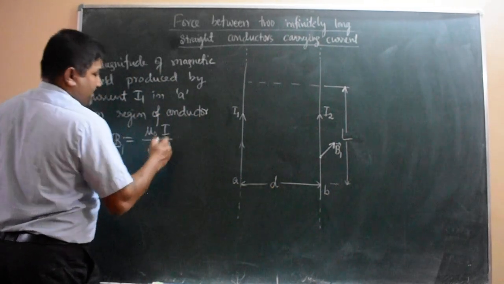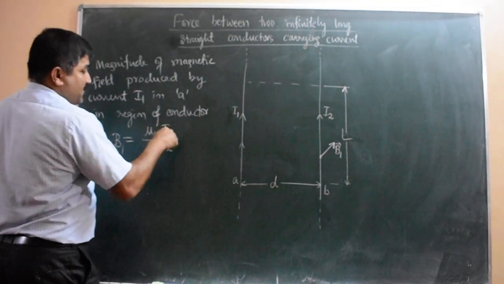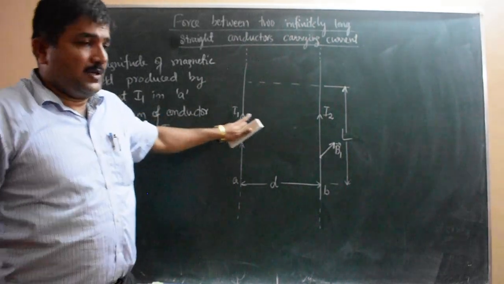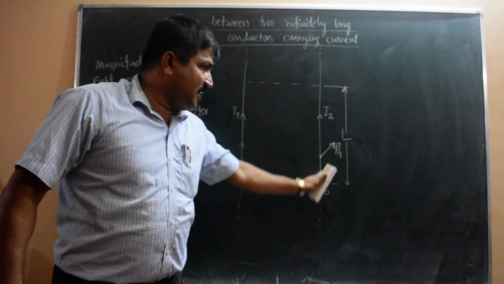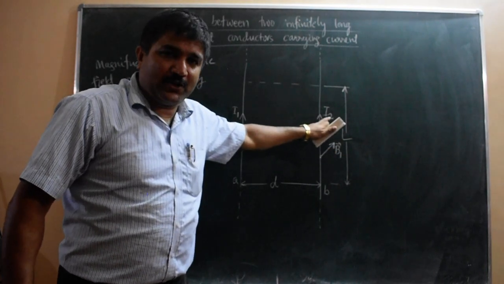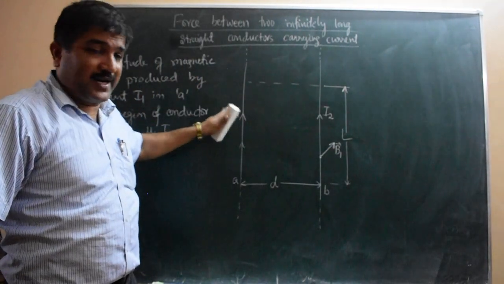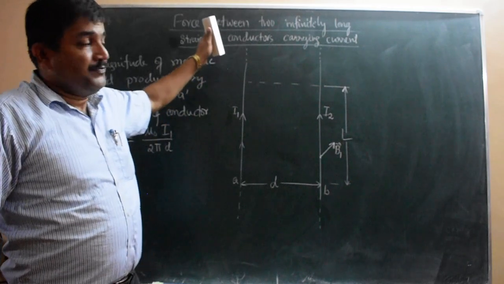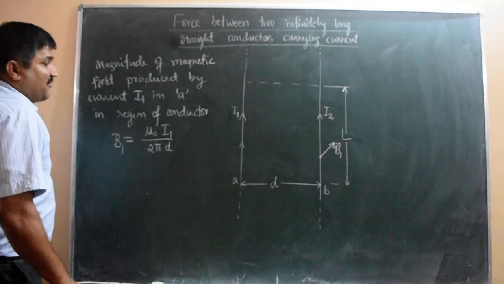So 2 pi d. Okay, current is I1. The current I1 produces a magnetic field B1 everywhere in the region. So this B1 is not because of I2, it is because of the current in the first conductor. Okay, so now this is the magnetic field.